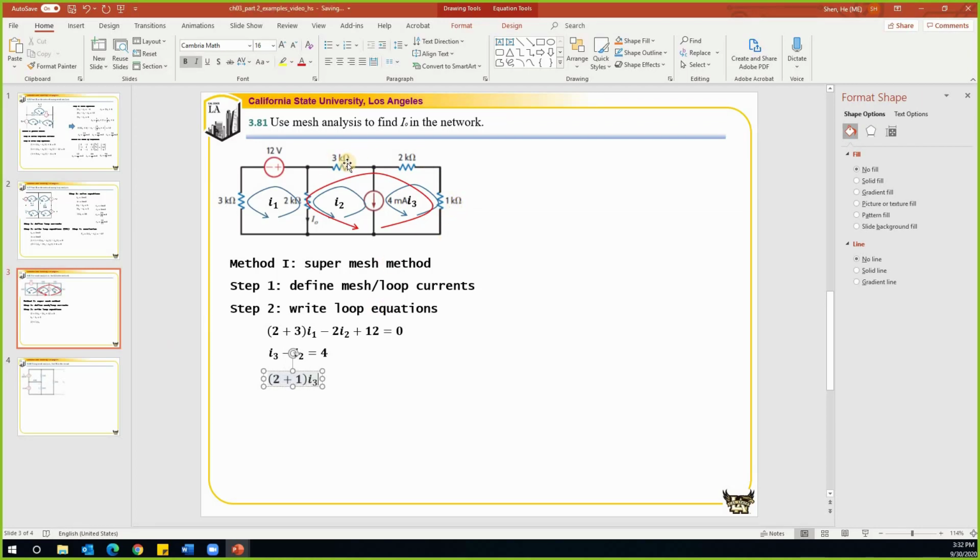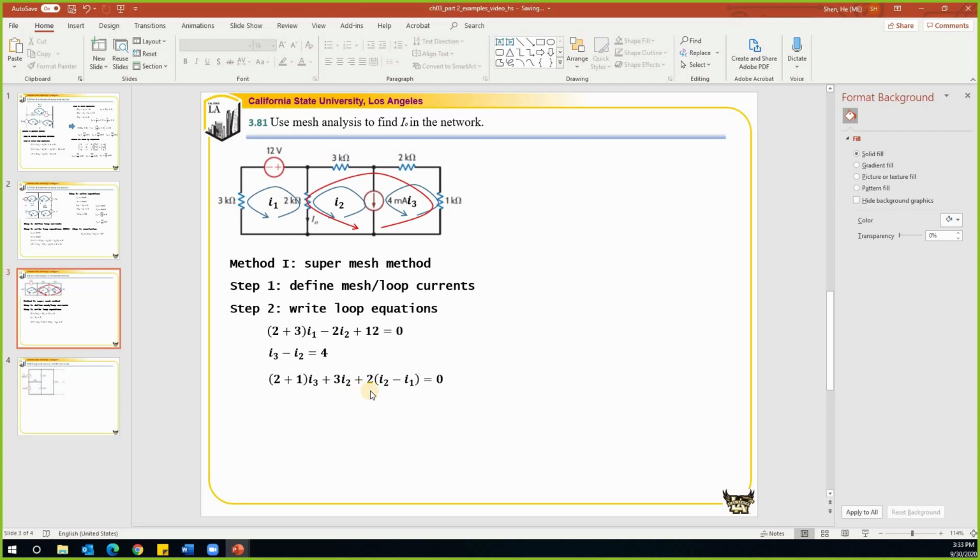The voltage drop on this 3K resistor is current I2, right? So we have plus 3 times current I2. The voltage drop on this 2K resistor can be calculated: plus 2K times I2 minus I1? Yes. The current going through this branch is I2 in this direction, the same as the supermesh current direction that we are following, right? So that is I2 minus I1. I think we counted everything, so that will give us 0. This is how we get the three equations.